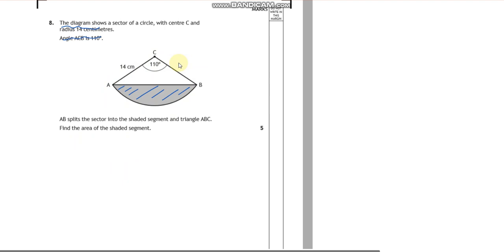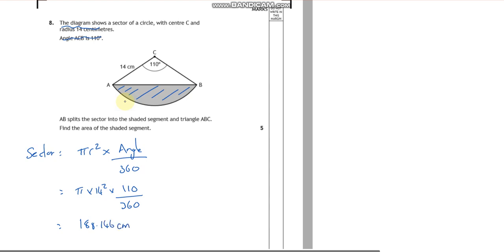First of all, let's get the full sector, and we should know that a sector is pi r squared, which is the area of a circle, times our angle over 360 degrees. Now look at this, five marks. I mean, there's a bit in this, but still, it's not a bad question. Pi times 14 squared, our angle we're looking at is 110 divided by 360. So if we do that on our calculator, we should come out with 188.146, and that's centimetres squared. So this is my full sector.